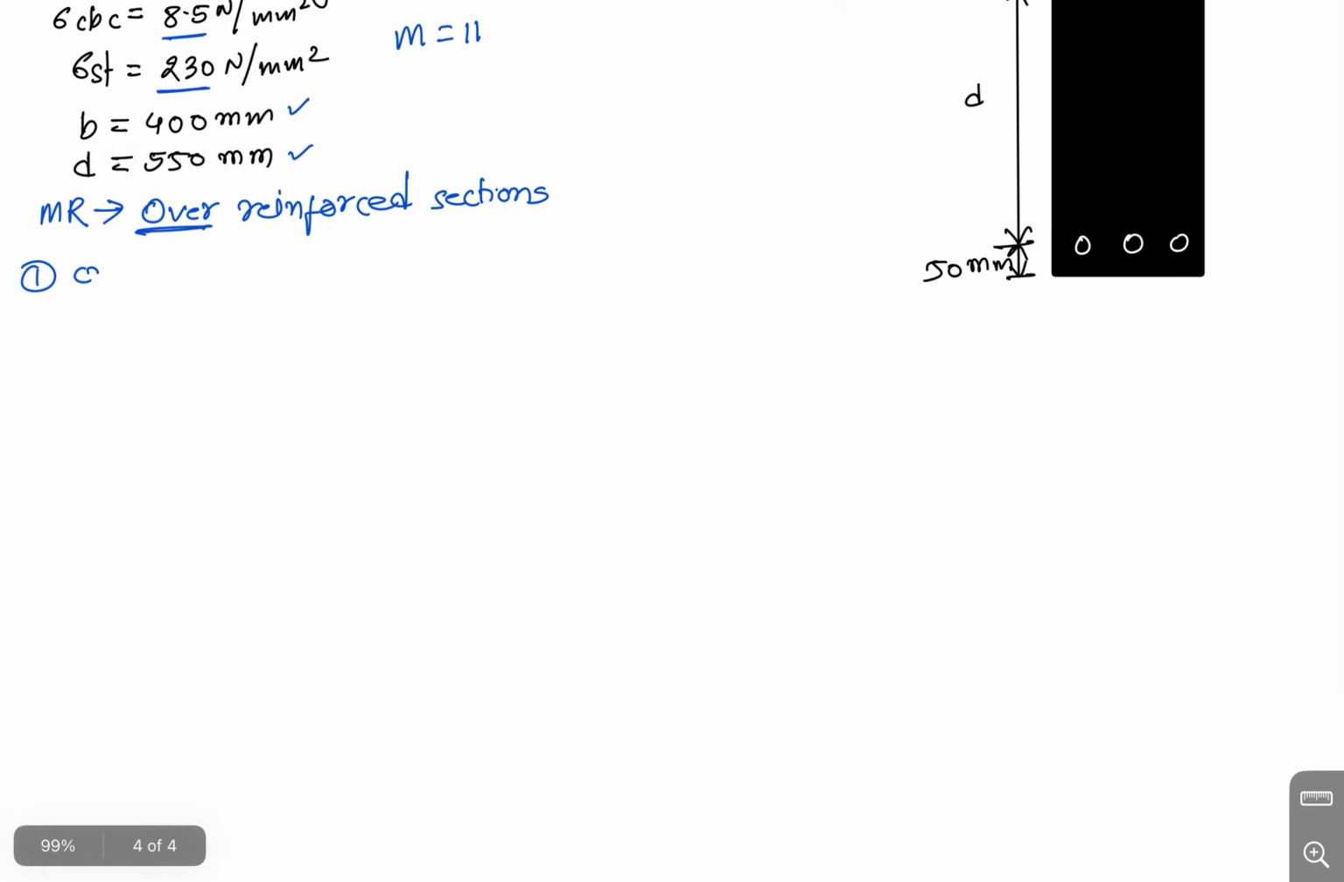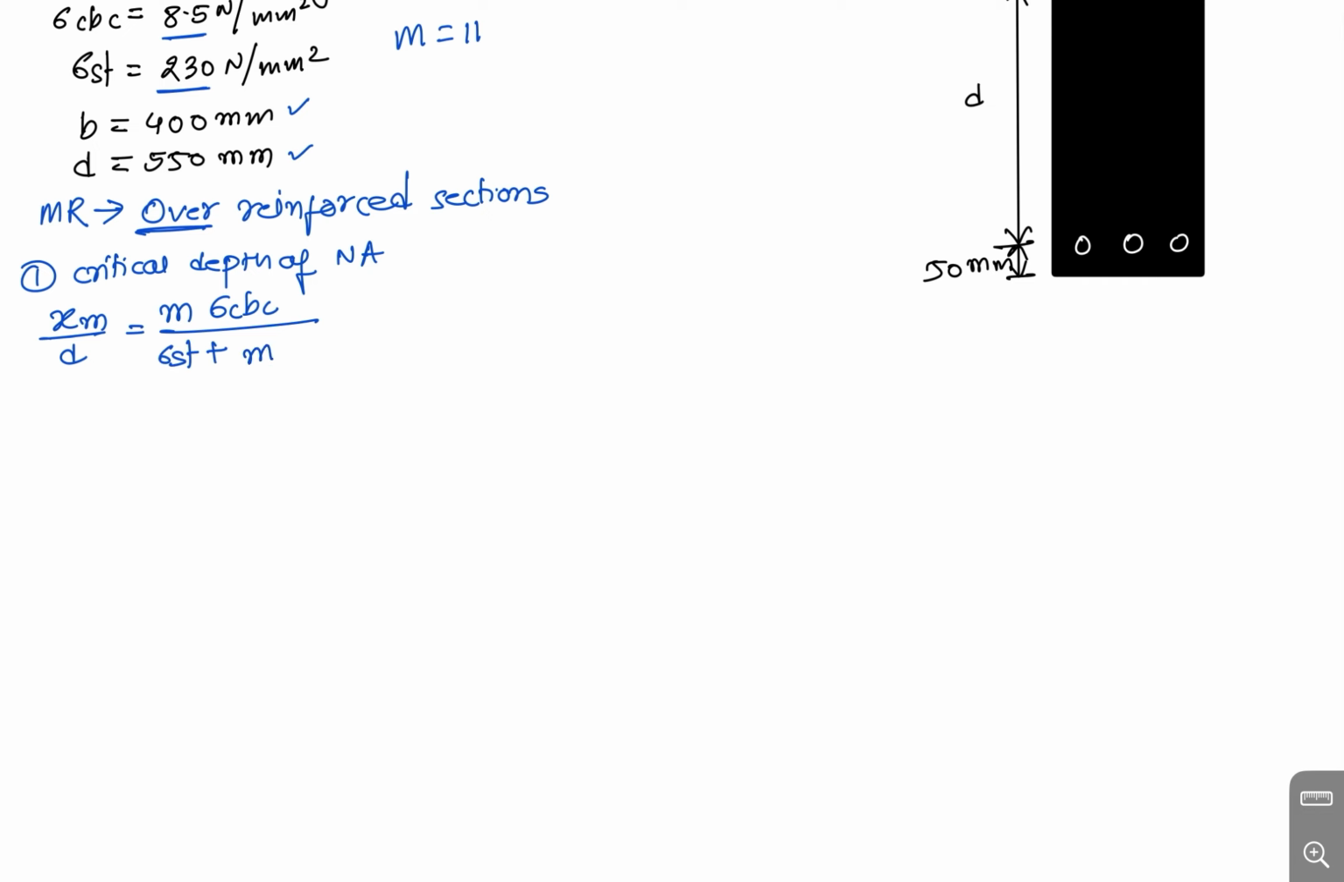So, critical depth of neutral axis, how are we calculating it? The formula is xm divided by d equals m into sigma cbc divided by sigma st plus m into sigma cbc. Now we want to calculate xm, so we need to put in all the data. m is equal to 11, sigma cbc is 8.5, divided by sigma st, which is 230, plus m, which is 11, into sigma cbc, which is 8.5.